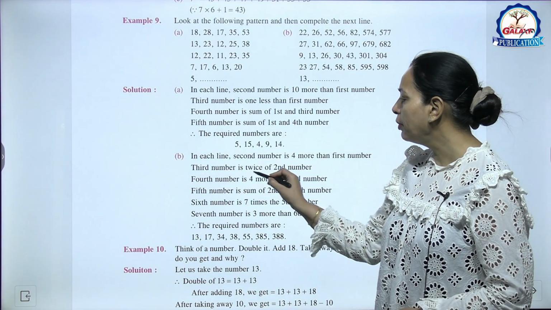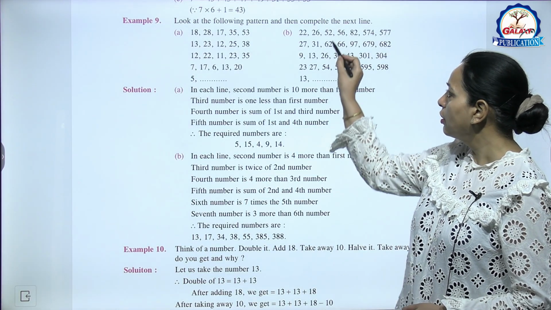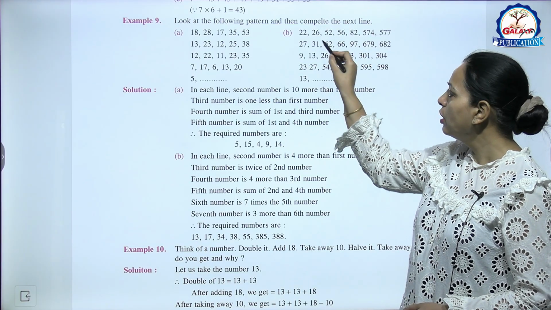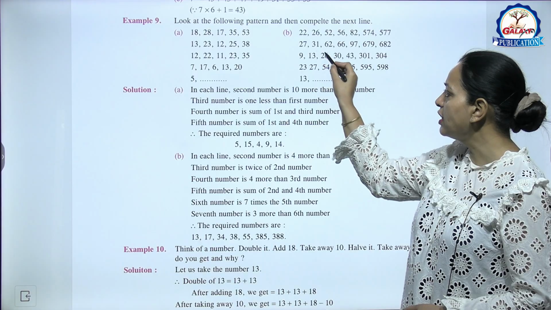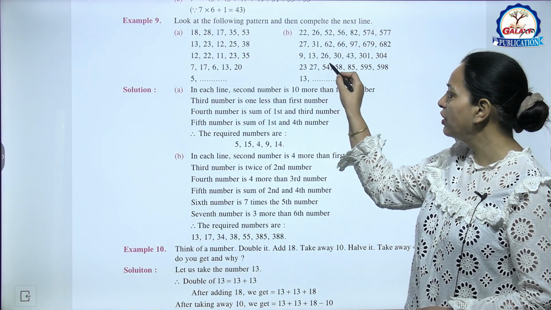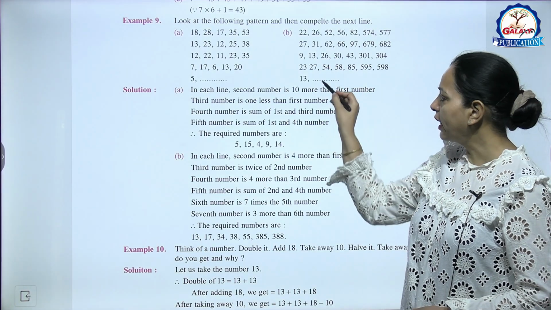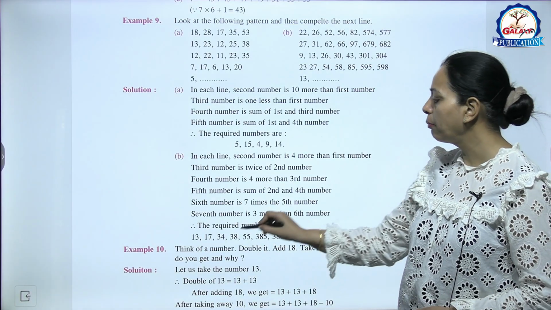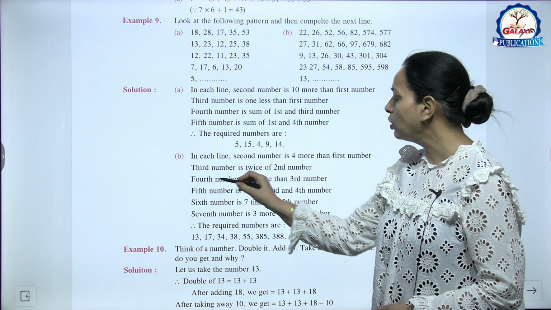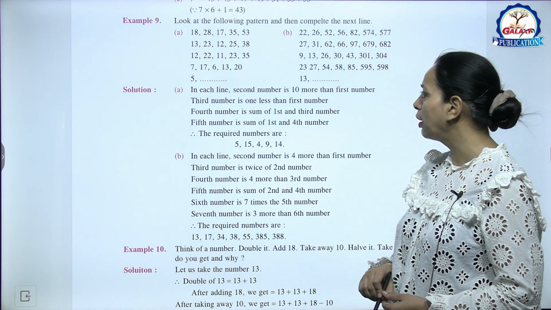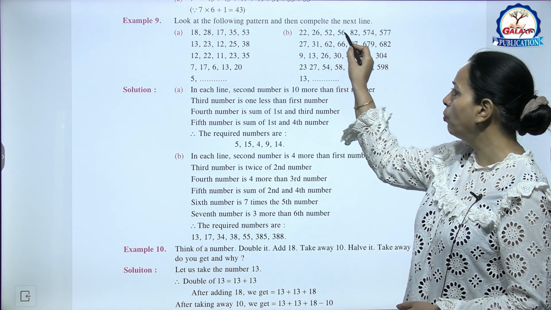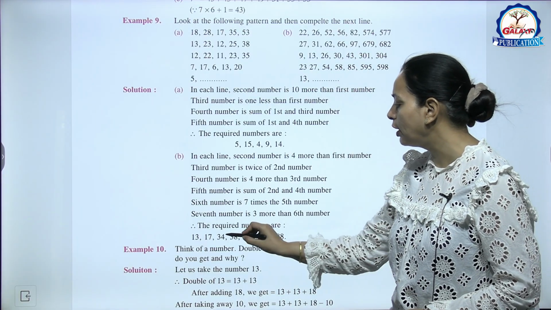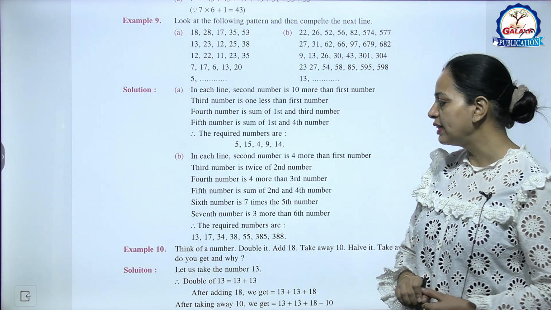नाउ थर्ड नंबर इज ट्वाइस ऑफ सेकेंड नंबर. थर्ड नंबर डबल है सेकेंड नंबर का. 26 into 2 52, 31 into 2 62, 13 into 2 26, 27 into 2 54. The second number is 17, it's double, that is 34. So third number is 34. Now fourth number is 4 more than the third number. Fourth number 52 plus 4, 62 plus 4, 26 plus 4. So fourth number is 34 plus 4, that is 38.